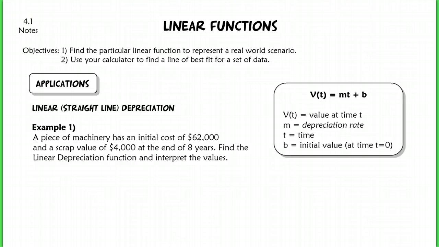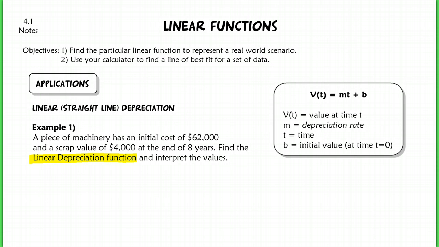Okay, so if you read example 1 here, it says a piece of machinery has an initial cost of $62,000 and a scrap value of $4,000 at the end of 8 years. The reason why we know this is a linear depreciation function is because it tells us find the linear depreciation function and then interpret the values.